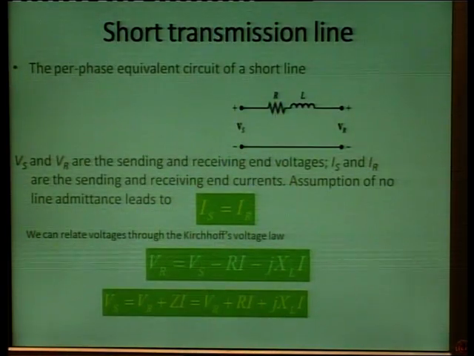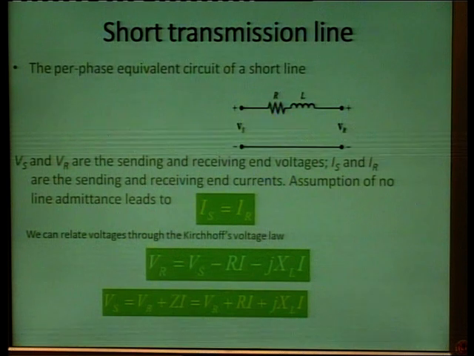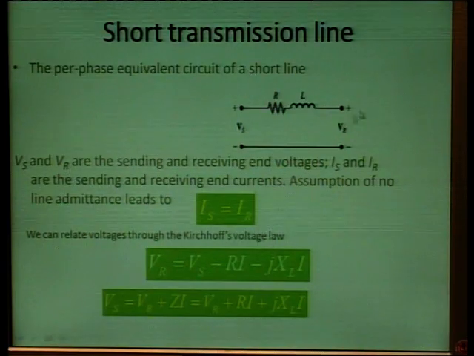Now let us consider a short transmission line and the modeling of the short transmission line. The per phase equivalent circuit of a short line has been shown in the diagram. Here one port is the sending end port, and the second port is the output port or the receiving end port. If Vs is the sending end voltage and Vr is the receiving end voltage, and the series impedance is represented by the series combination of R and L, so we have written R and L in series form.